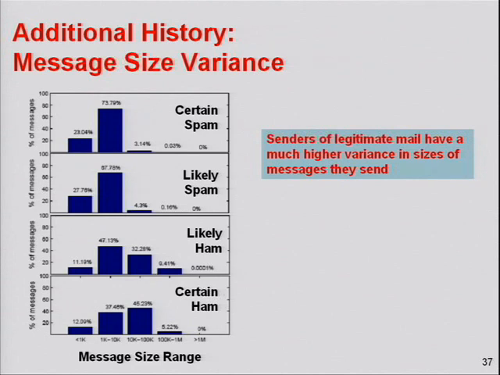Sorry, these are a little hard to read, but this is between 1 and 10K, this is between 10 and 100K, and this is between 100K and a meg for the size of the message. If you look at spammers, and I haven't shown the actual variance numbers here, but the variance of the message size that any particular sender sends, that's interesting.